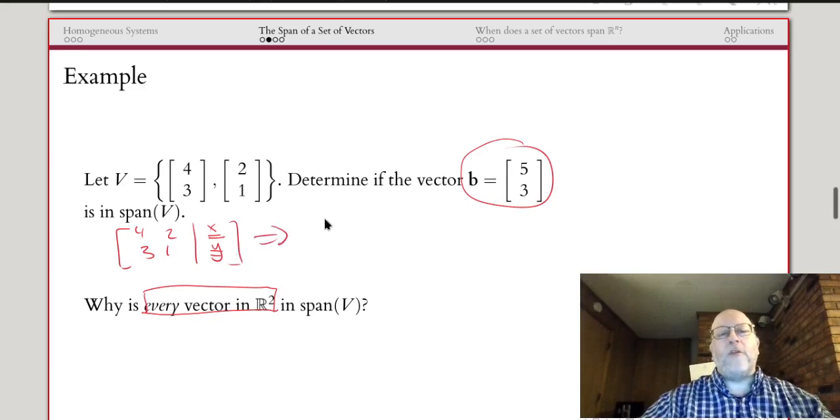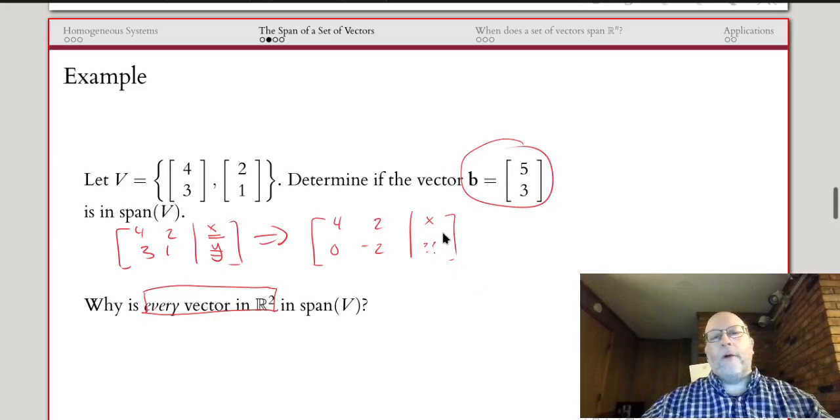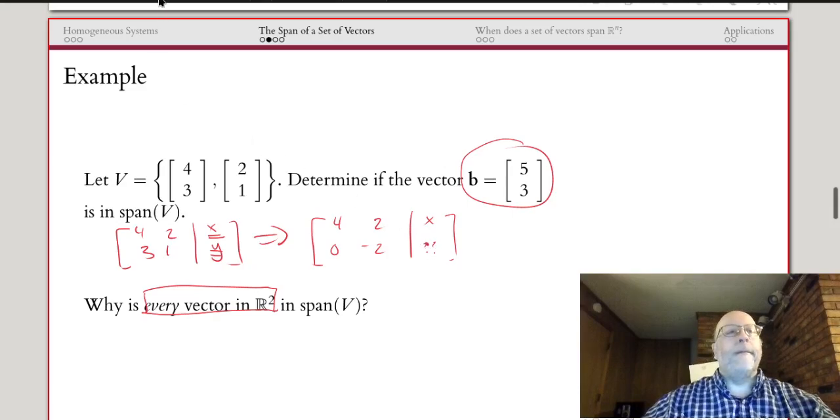When we row reduced it, we ended up with 4, 2, x, 0, negative 2, and something else, which we could work out. I'll go ahead and do that. It'll be 4y minus 3x.